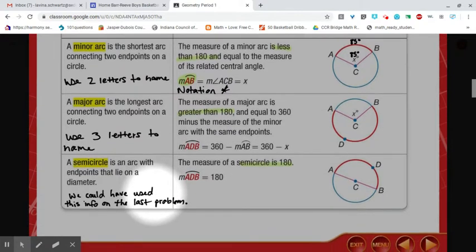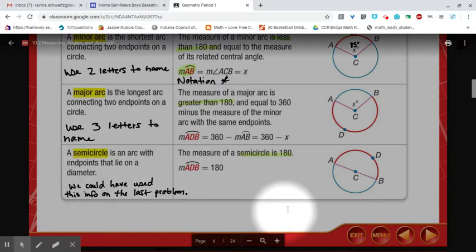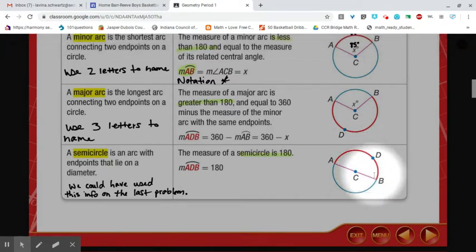Semicircle is an arc with endpoints that lie on the diameter. Could have used this information in that last problem that we just did. That last example we did, we could have used this information instead. A semicircle equals 180. We had a semicircle option on that last slide to set it equal to 180 instead of 360.